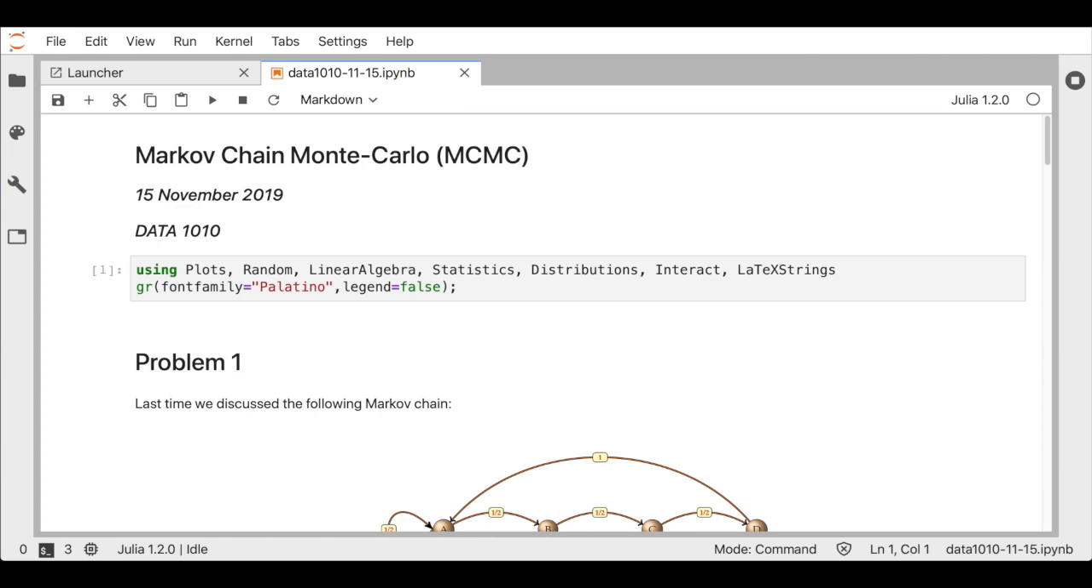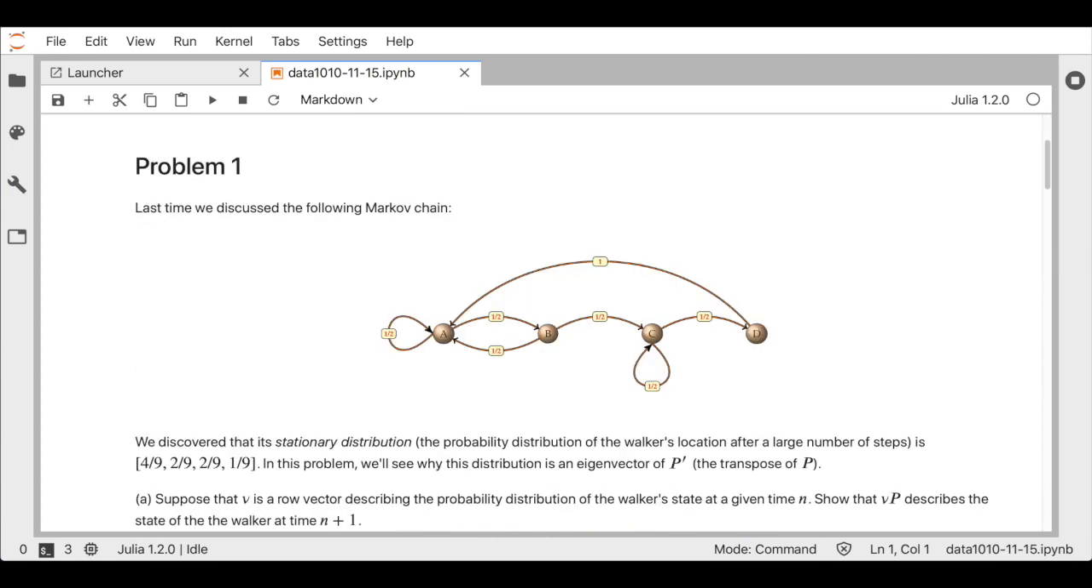Today we'll continue our study of Markov chains and link it back up with Bayesian statistics. To start, remember that last time we looked at this Markov chain. So as a reminder, what we mean to communicate with this diagram is the idea of a random walker moving around on this 4-element state space.